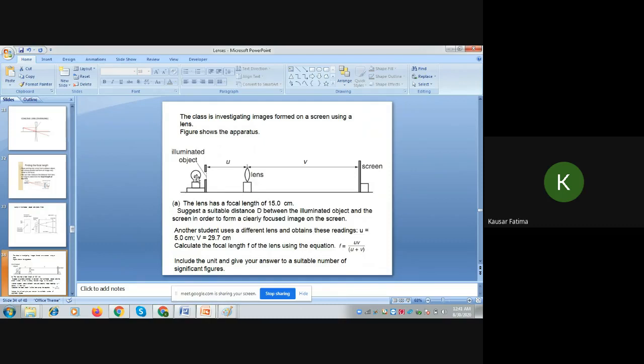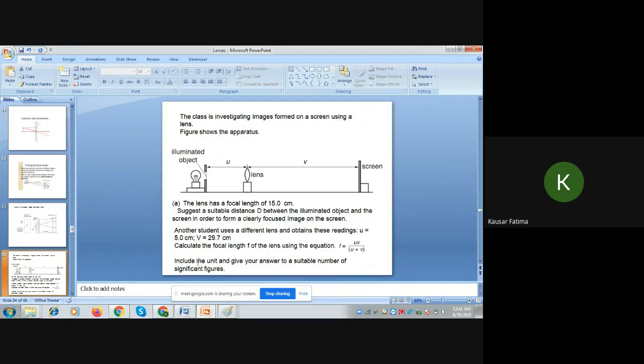Again, one thing, they should be in one line. Okay, the line joining object and screen should pass through the optical center of this. You have to keep it in line, otherwise image may not be very clear, and you will make some mistake in measurement of the distance, object and image distance, right?